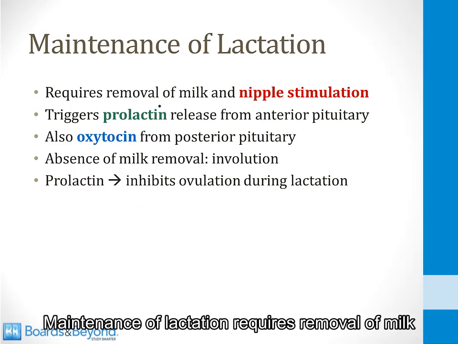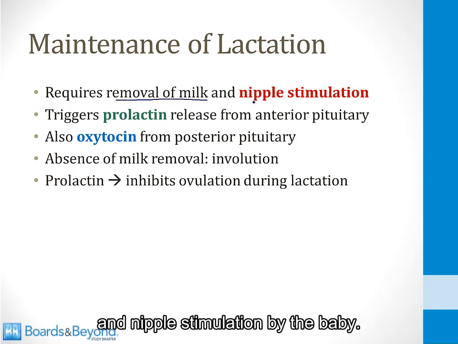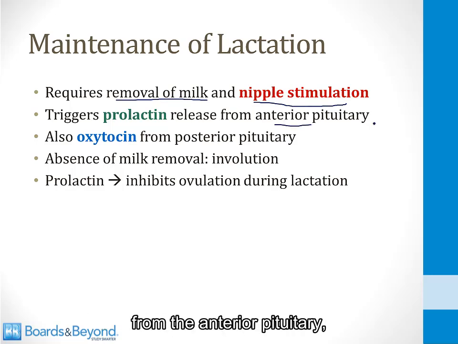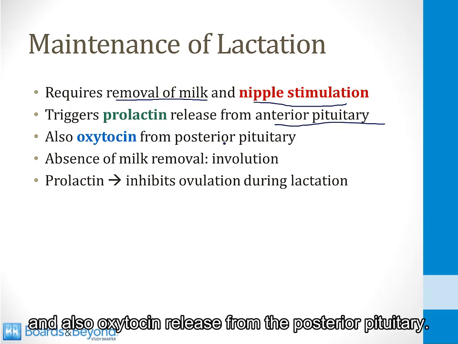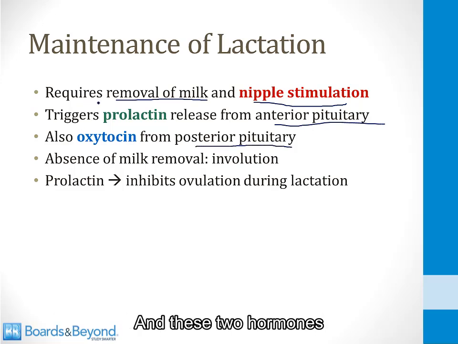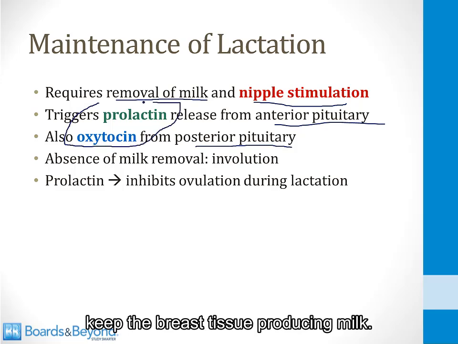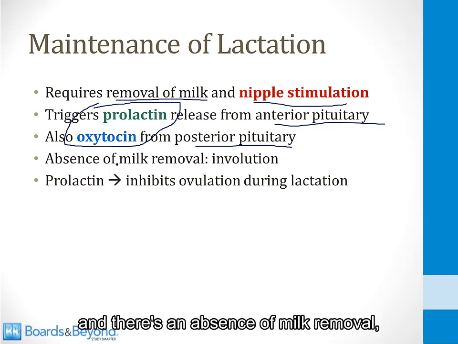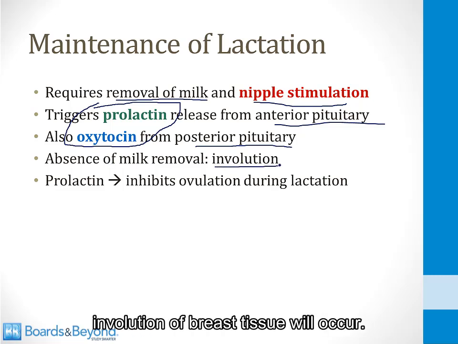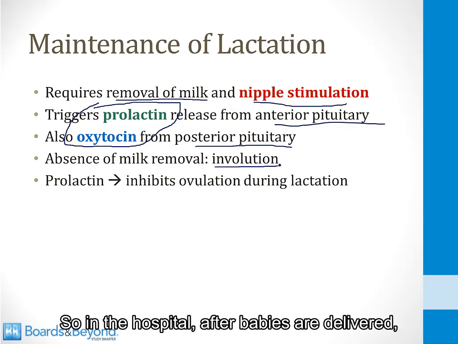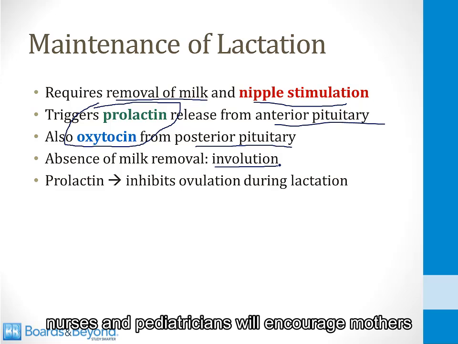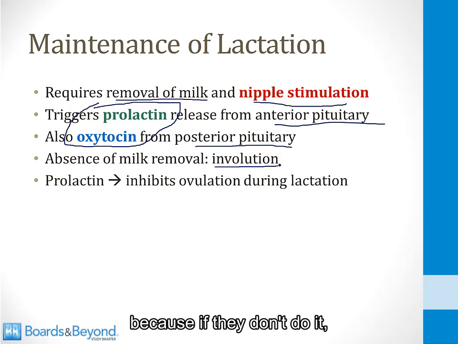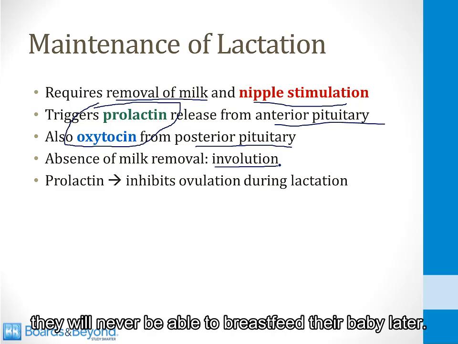Maintenance of lactation requires removal of milk and nipple stimulation by the baby. These things trigger prolactin release from the anterior pituitary and also oxytocin release from the posterior pituitary, and these two hormones keep the breast tissue producing milk. If the mother does not begin to breastfeed her baby and there's an absence of milk removal, involution of breast tissue will occur. So in the hospital, after babies are delivered, nurses and pediatricians will encourage mothers to start breastfeeding right away, because if they don't do it, they will never be able to breastfeed their baby later.